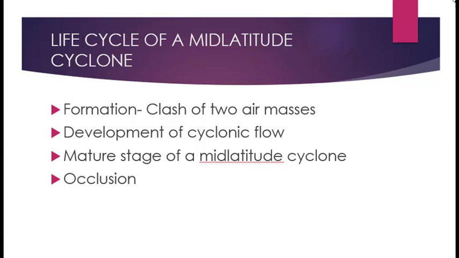Okay, now let's talk about the life cycle of a mid-latitude cyclone. So you have here the formation. The formation of a mid-latitude cyclone starts with the clash of two air masses. And then the second stage is the development of cyclonic flow. The next would be the mature stage of a mid-latitude cyclone. And the last one would be the occlusion. Okay, so let's discuss each.